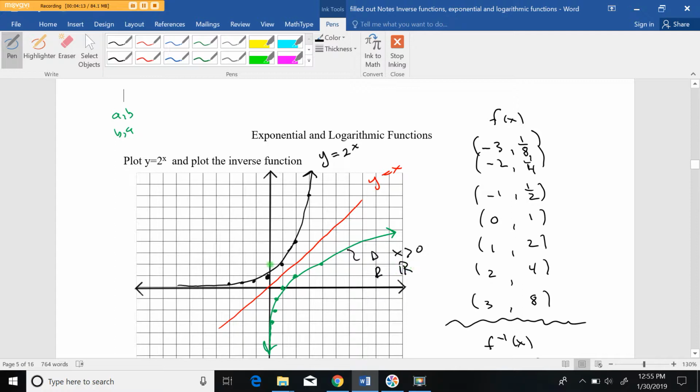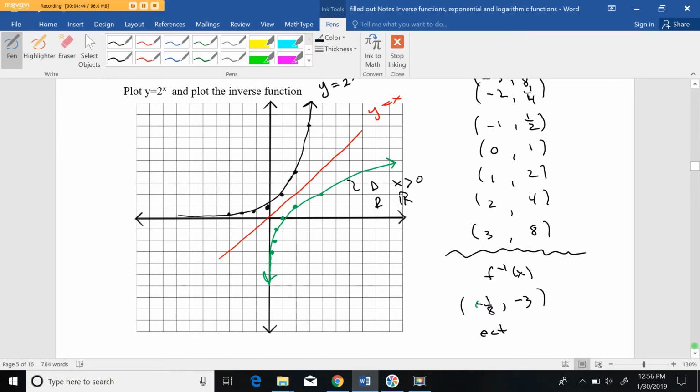Now look at the original function. See how the domain and range are switched? The original function had a domain of all real numbers, and a range where y had to be greater than 0. The inverse has a domain of x greater than 0, and a range of all real numbers. This is hopefully fairly natural to understand, because remember what an inverse does. If the point A, B is on the graph of the function, then B, A is on the graph of the inverse.